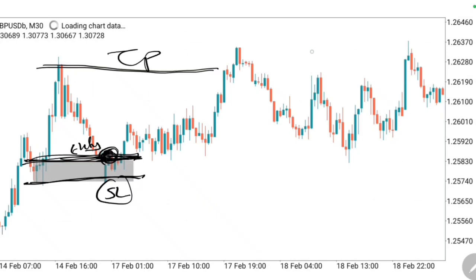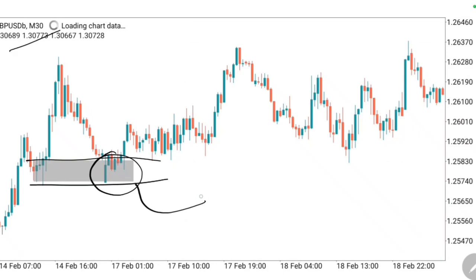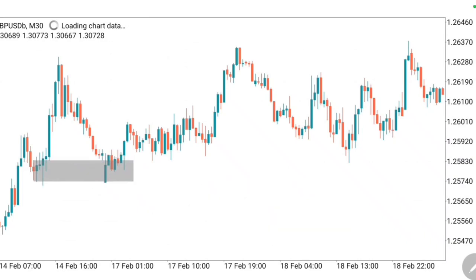All right, so if you are to use your confirmation entry method, you allow the market to come into your zone, and this is 30 minutes time frame. So we go to a 5 minutes time frame or 1 minute time frame, and we look for your break of structure to the upside called the change of character, and then your return to order block signifies your entry into the trade. All right, so these are the two ways you can enter your trade when you trade demand and supply zones.